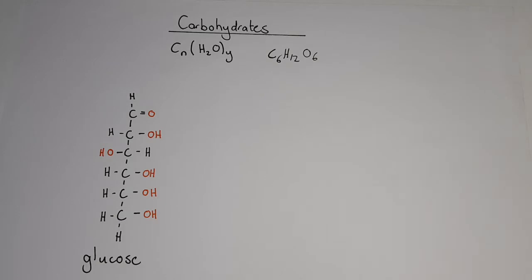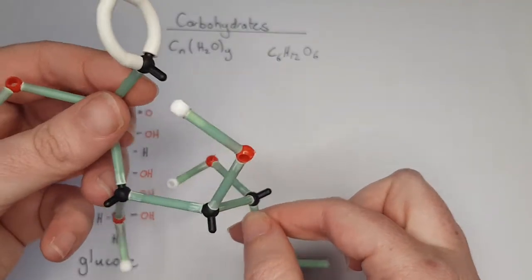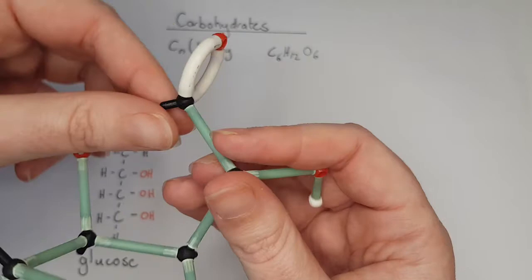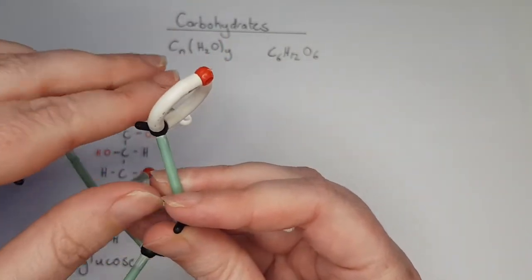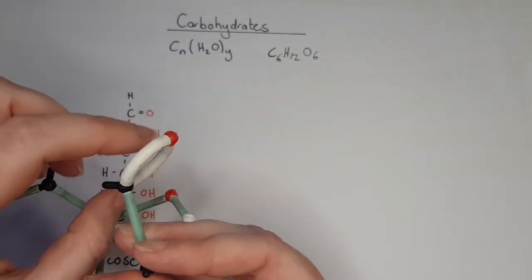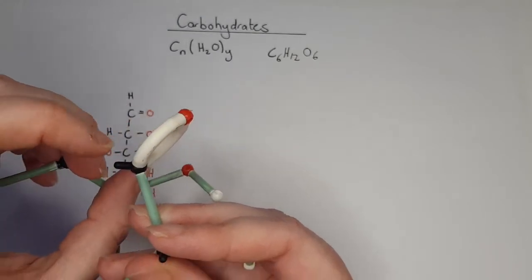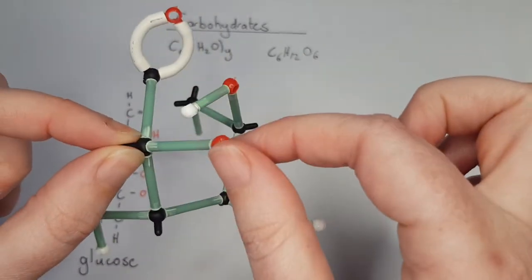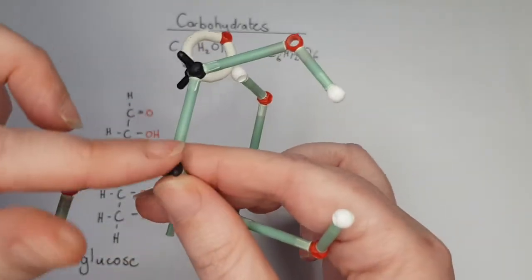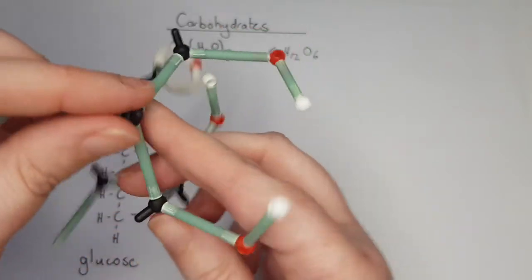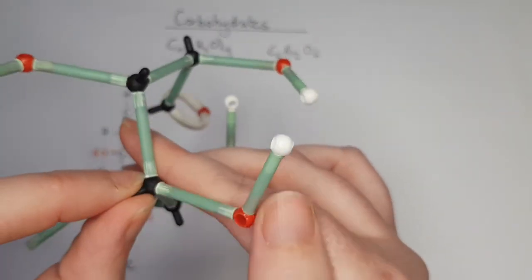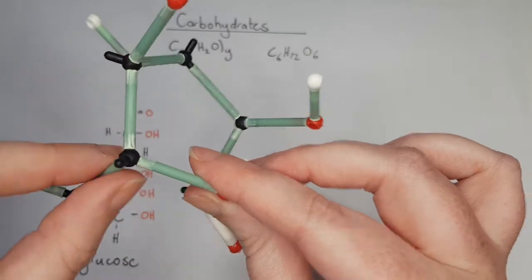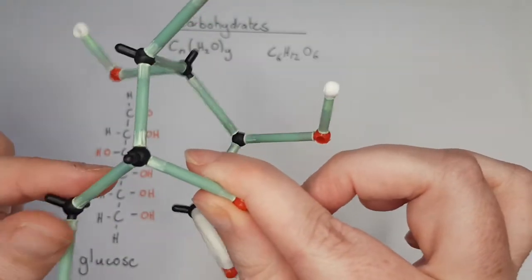So now if we look at that actual structure, I can start with carbon 1. So on carbon 1, there is a double bonded O on that one side. And then if I move to carbon 2, the OH goes to the right. And then carbon 3, it's on the left. 4, it's on the right. 5, it's on the right. And 6 is on the right.